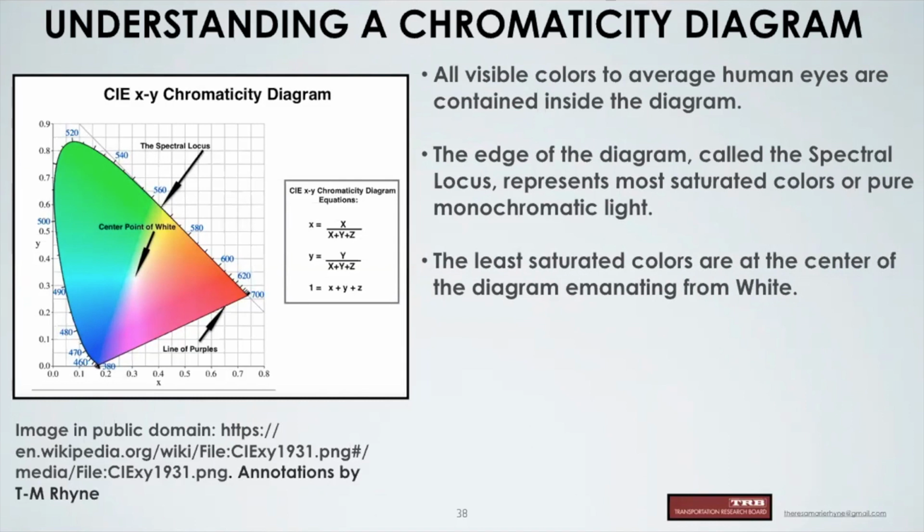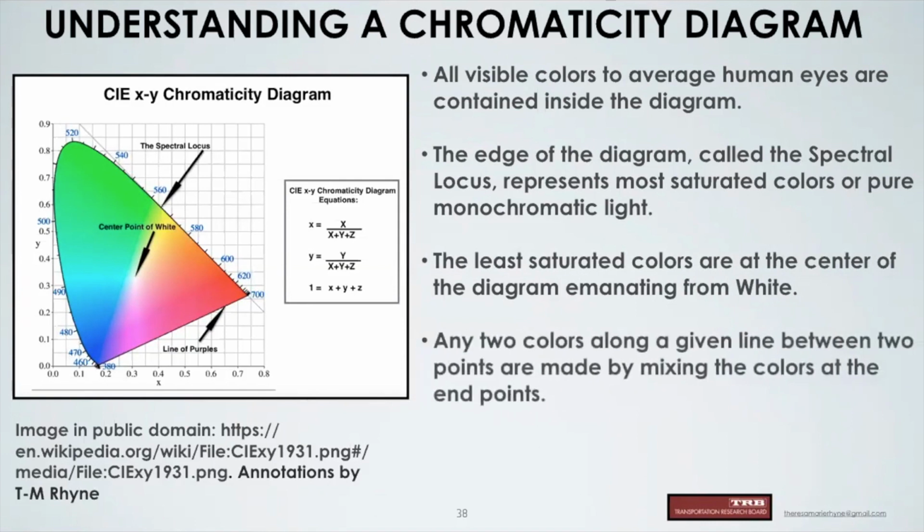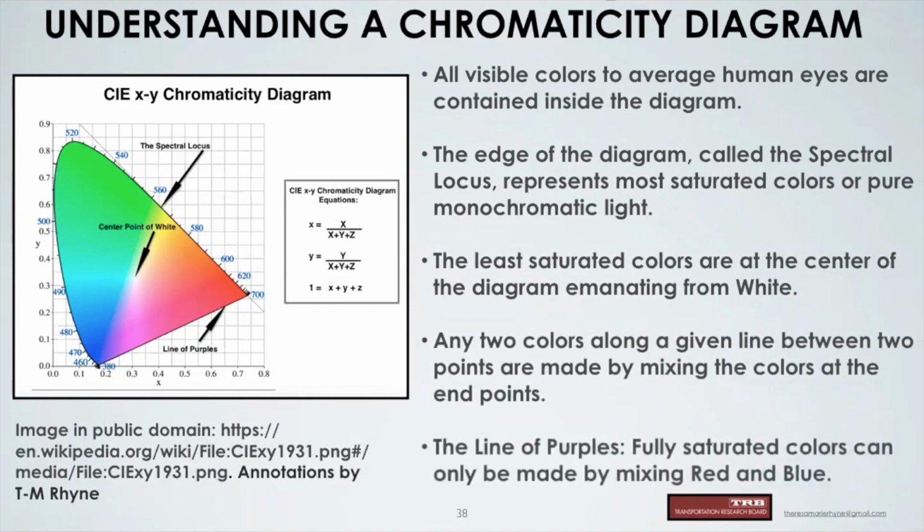If somebody gives you a spectral diagram with no white point, it is not accurate. Look at the line of purples: two colors at either end, and that's how you can mix colors. If I have purple on the one end and red on the other, and I want to get magenta, I just go along the line. That's called the line of purples.